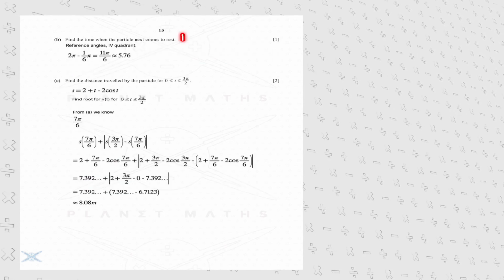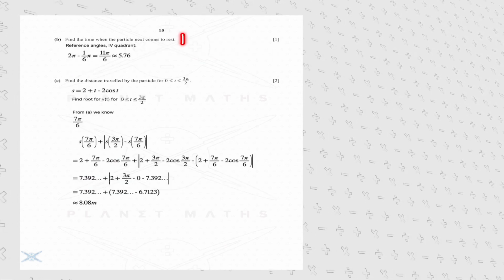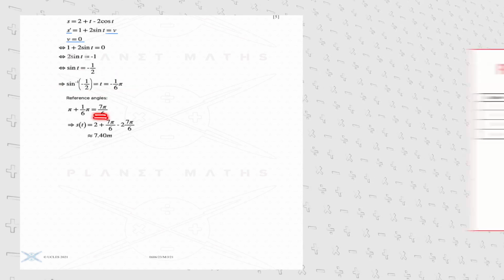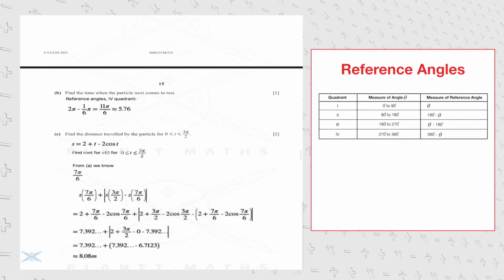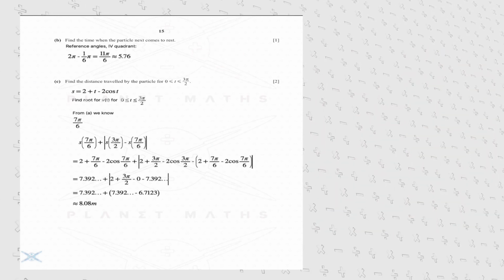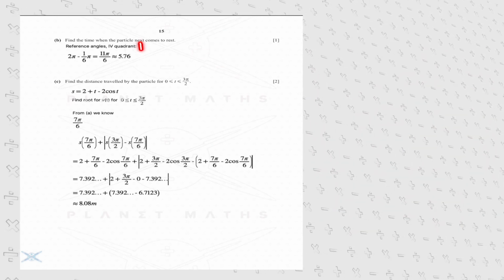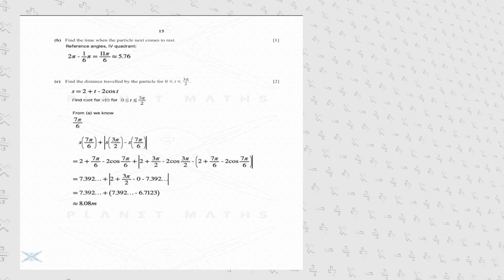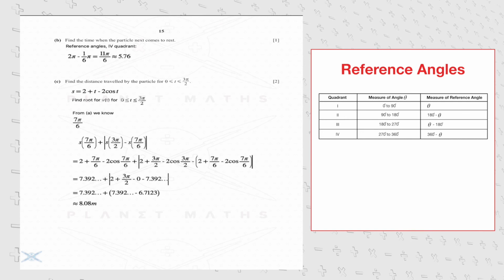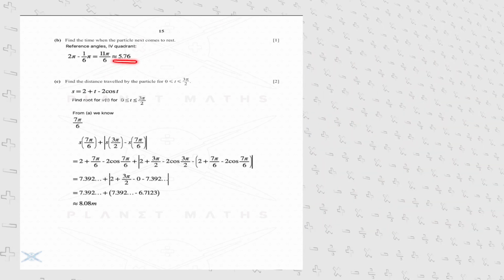In part B, we are supposed to find when the particle next comes to rest. For that, we will again use reference angles, and for sine we should know that we are able to find positive values in the first and fourth quadrant. This again can be determined using reference angles as provided, letting us conclude that our particle comes to instantaneous rest for a second time after approximately 5.76 meters.